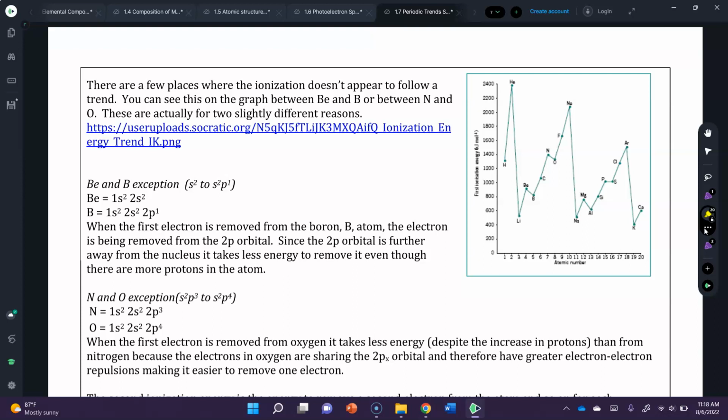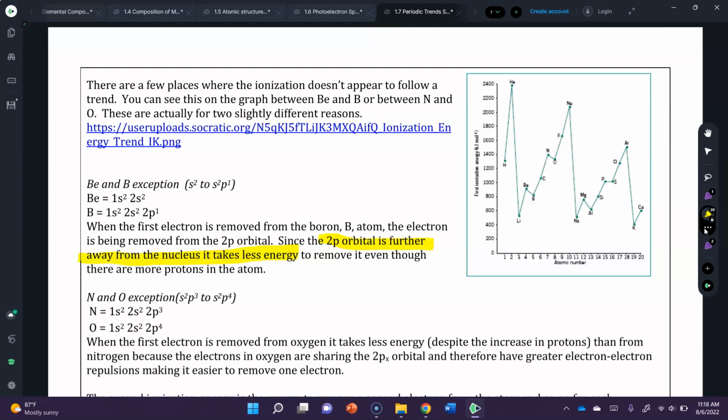The beryllium and boron exception: when the first electron is removed from the boron atom, the electron is being removed from the 2p orbital. Since the 2p orbital is further away from the nucleus, it's going to take less energy. Okay? So that breaks that slight trend. That's why you see a slight dip.